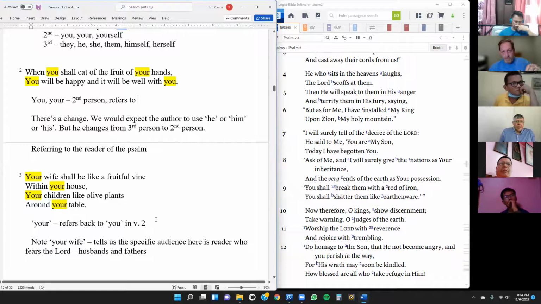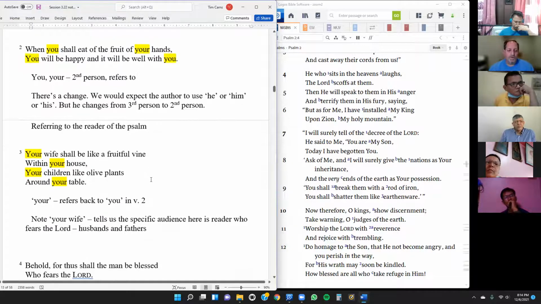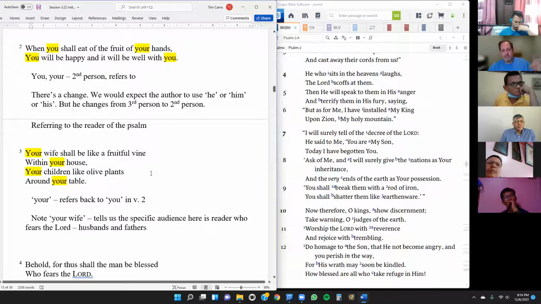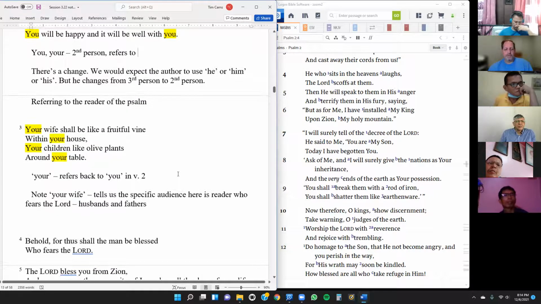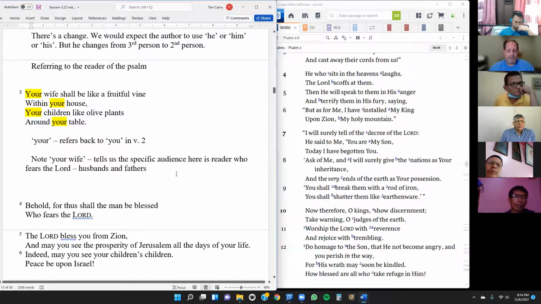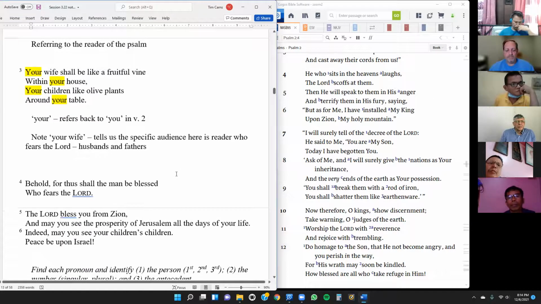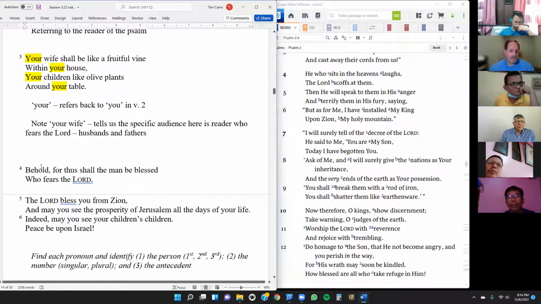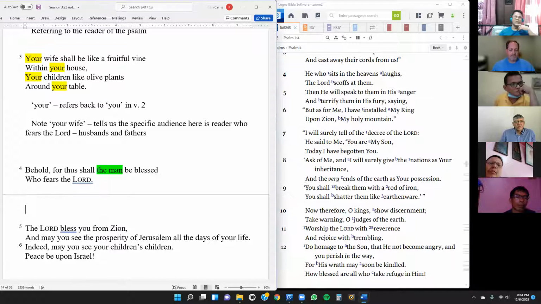If you fear the Lord, you shall eat of the fruit of your hands, men, you'll be happy and it will be well with you. Your wife, men, will be like a fruitful vine within your house, your children like olive plants. You see that? And then look at verse 4. Thus shall the man be blessed who fears the Lord. Well, there you go. There's an explicit statement. This is not mankind. This is specifically directed to men.